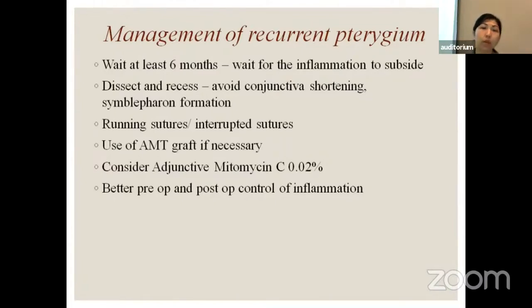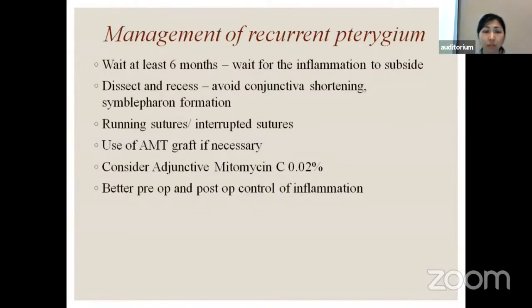And instead of doing the normal technique, try to do dissect and recess. What I mean by dissect and recess is you dissect from the head and you recess it. Instead of cutting around, some people like to just cut and dissect from the head and the body and remove it. But in recurrent pterygium, you want to salvage the conjunctiva as much as possible and avoid conjunctival shortening and symblepharon formation.